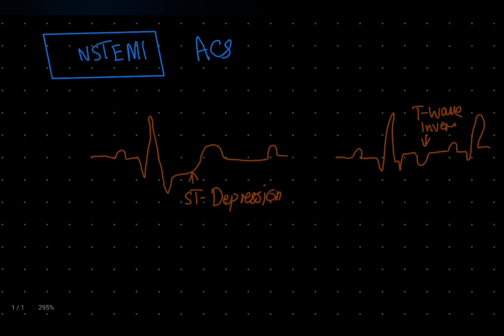Now we will discuss non-ST elevation myocardial infarction, or non-ST elevation acute coronary syndrome, ACS. We will see ST depression and T wave inversion on ECG. These are signs of non-ST elevation myocardial infarction.